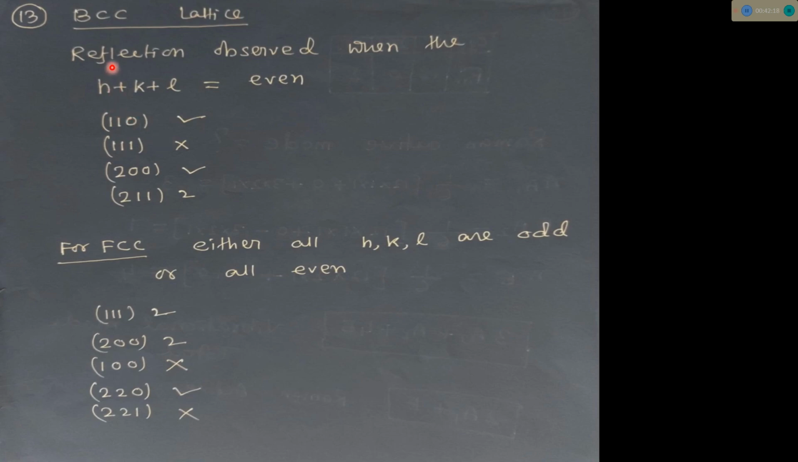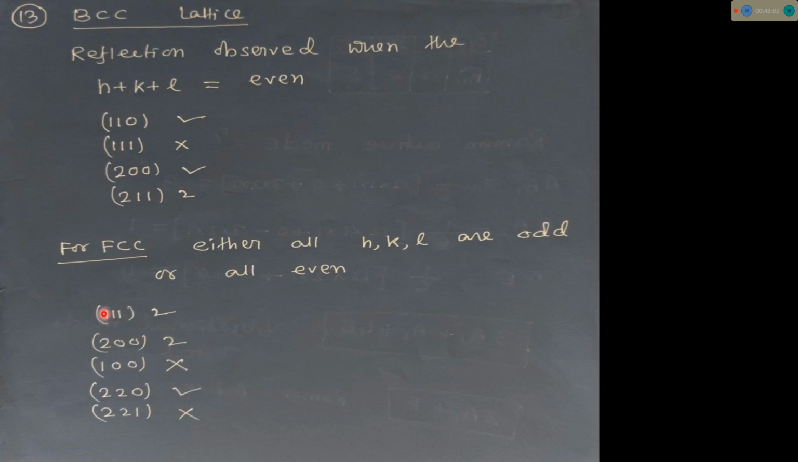So for a BCC lattice, to observe reflections, the summation of Miller indices, H plus K plus L value, should be even. Just for extra information, for an FCC lattice, if we have to observe the reflections, the condition is that H, K, L should all be odd or all be even. Here there is no summation condition. In this case, individually H, K, L should all be odd or all be even. Then we will get the reflection from the plane for an FCC lattice.